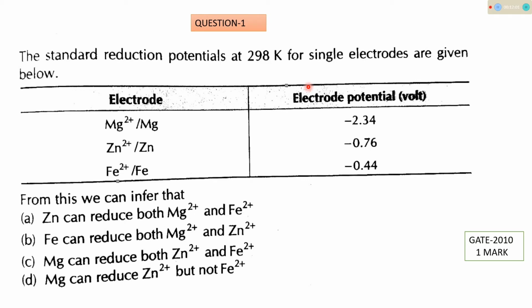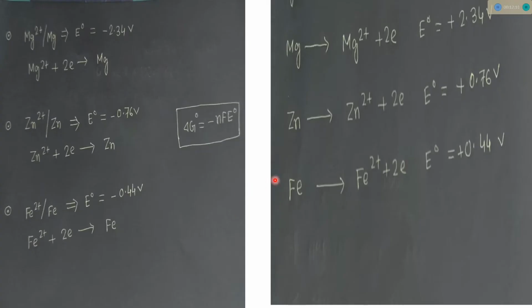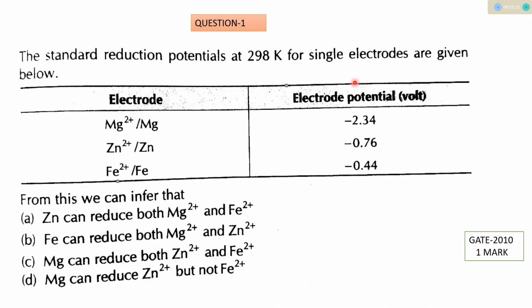Now see what the statements are. A. Zinc can reduce both magnesium 2 plus and iron 2 plus. We already know that Zn reduces only Fe2 plus, not magnesium 2 plus. So this option is not right.